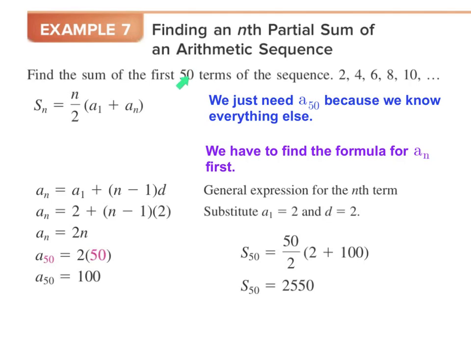You could substitute this, pick any number there, and the process would be the same. And once we already have our a sub n formula, then you can find the nth partial sum of that given series.